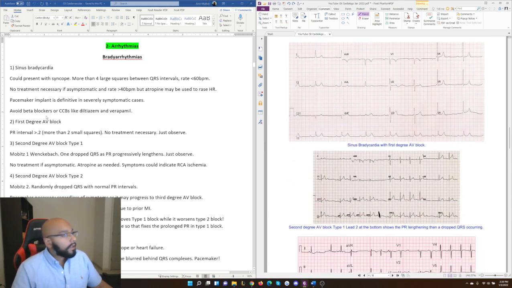Here we're looking at now things related to what we have on this page, right? So sinus bradycardia, first degree AV block. You're seeing in the same ECG both things. In this patient you also see 1, 2, 3, 4, 5, 6 boxes. 6 big boxes in between QRS complexes. So that's 300 divided by 6. That's 50 beats per minute heart rate.